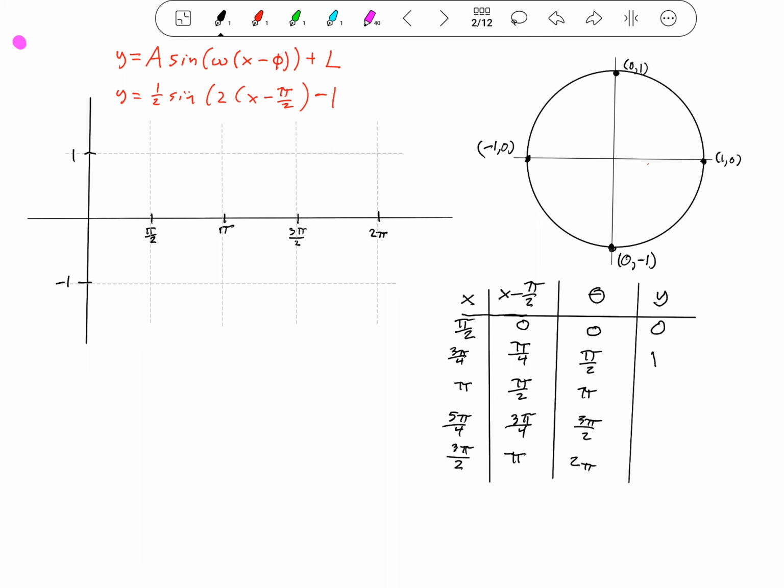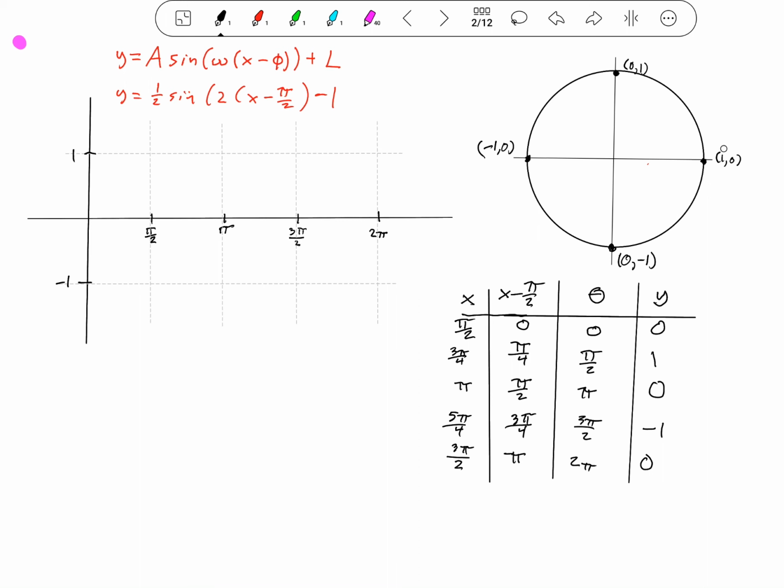When x is pi, my angle is pi, so my y value is 0. When x is 5 pi over 4, my angle is 3 pi over 2, so my y value is -1. And when x is 3 pi over 2, my angle is 2 pi, so my y value is back to 0. My sine is back to 0.